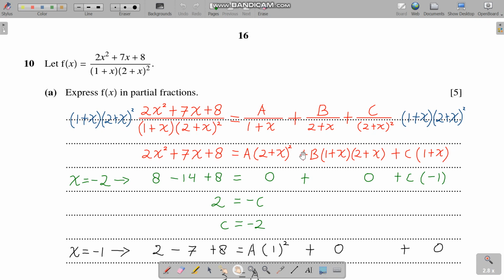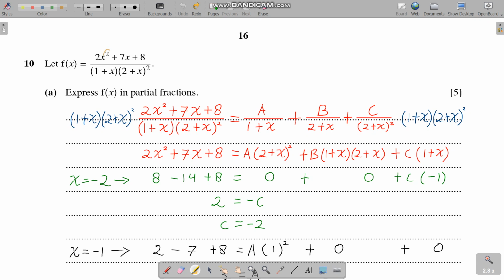Even this question is about partial fractions. So the first step is to make sure it's a proper algebraic fraction. The order of the numerator should be smaller than the order of the denominator. Order is the highest power of x.